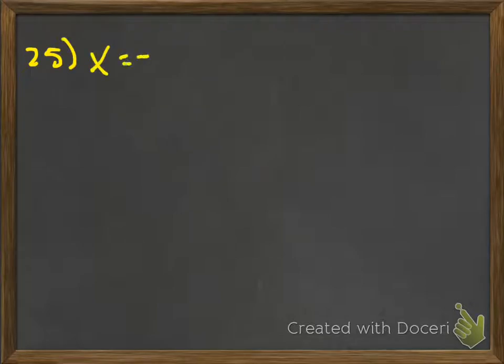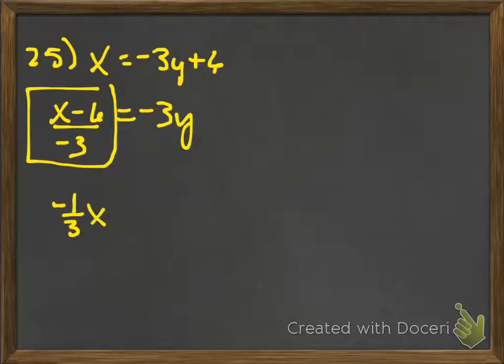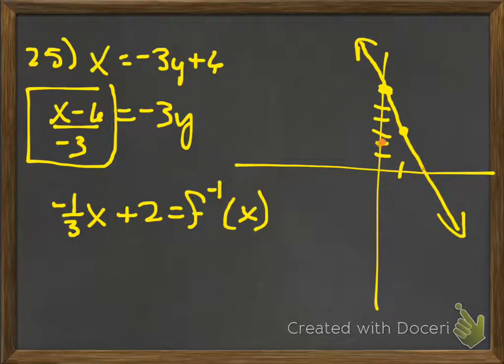25, you need to switch them, then solve. So subtract 6, divide by negative 3, and then that would be your answer. Now, since we're graphing it, I'll go ahead and fully divide it out. And that's what I would end up with. Remember, each thing on top is divided by the negative 3. Okay, I'm graphing the original, and then I'm graphing the inverse.